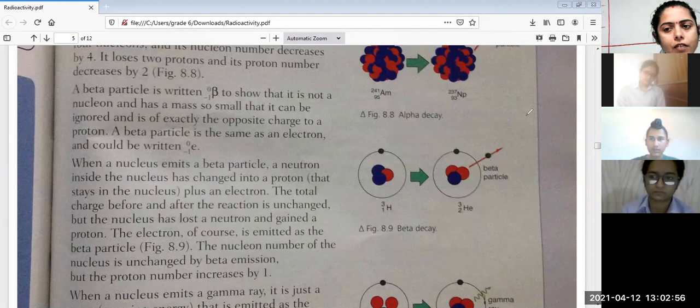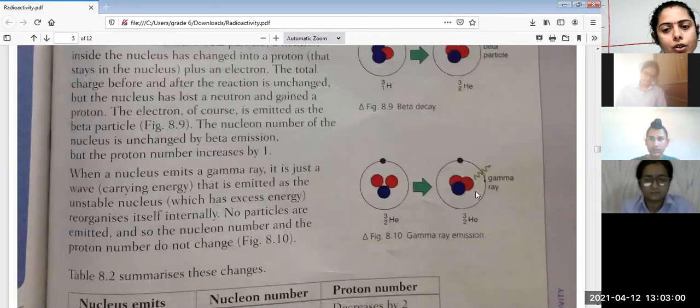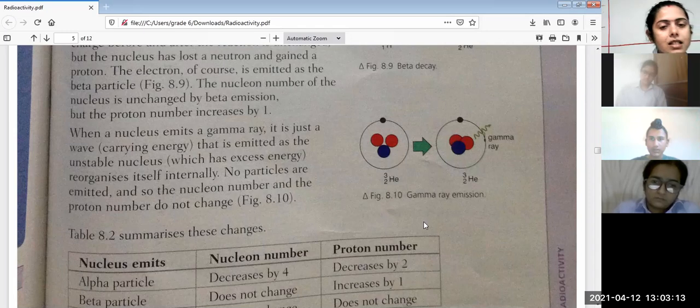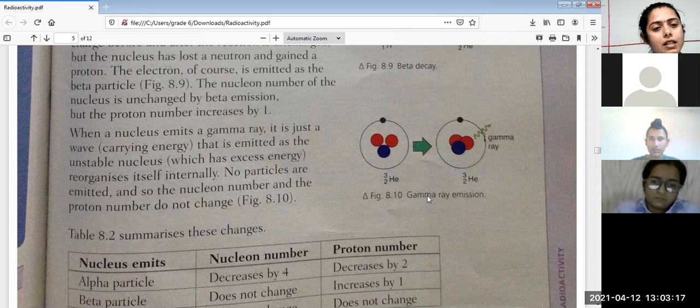Next is the case of gamma. In case of gamma, there will be no change. Whatever you have, it will remain the same. But gamma emits radiations. Fine. So there can be instability in the nucleus, and there are many different reasons for that instability.